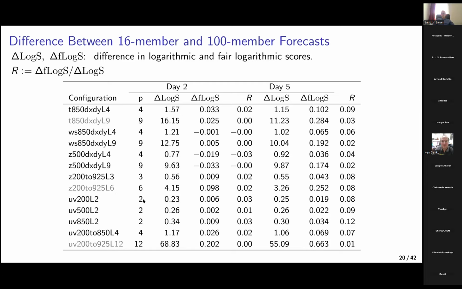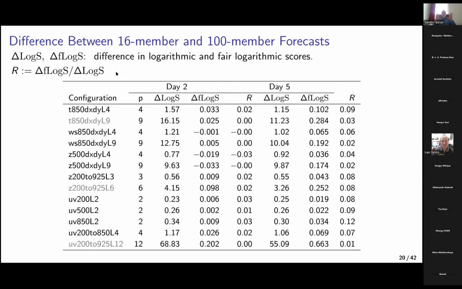So from 2-dimension, we range to 12-dimension, but the results are the same. So if you consider the ratio of the differences, just the difference in fair log score is 2 magnitudes lower than the difference in the classical logarithmic score, which shows us that it's really useful.